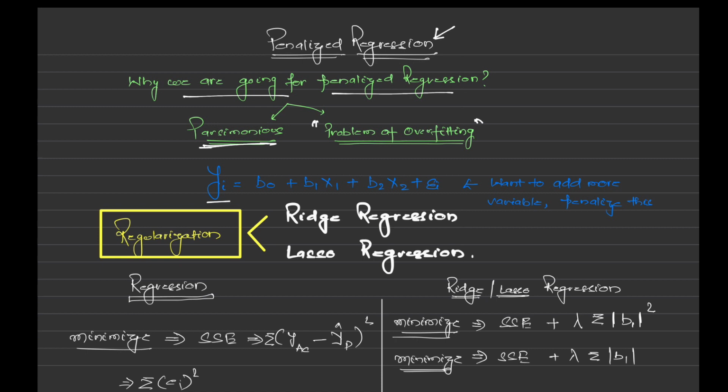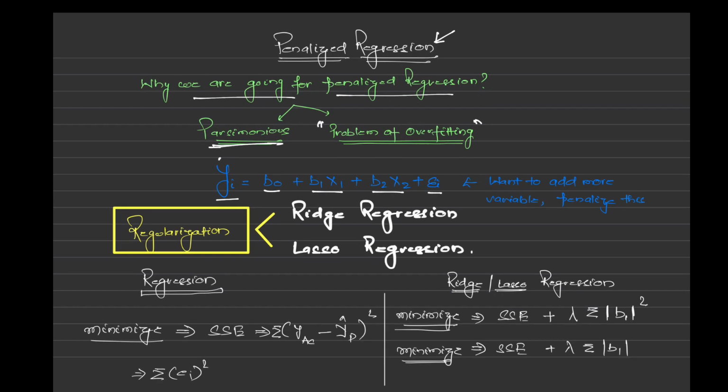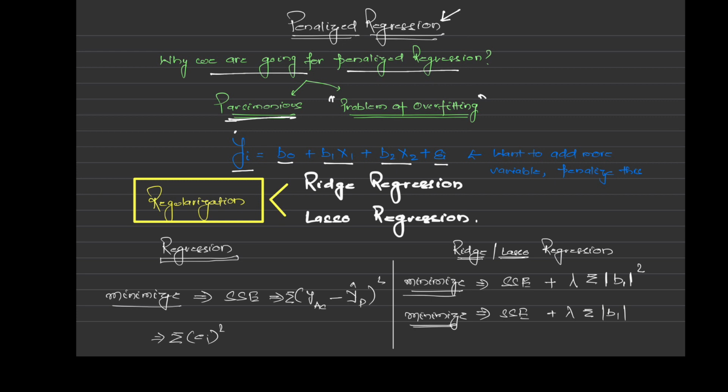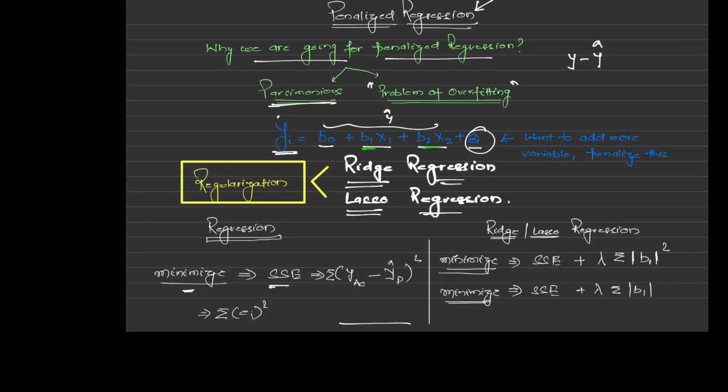Now assume you develop a regression model that y hat or yi is equal to b naught plus b1 x1 plus b2 x2 plus error. Now I want to add more variables. As you add more variables, this methodology of penalized regression will penalize the model. Actually, this falls under the domain of regularization. Regularization is a concept where you penalize for more number of variables. And there are two types of regression here. One is ridge regression, which is not in our curriculum, and another is lasso regression, which is in our curriculum.